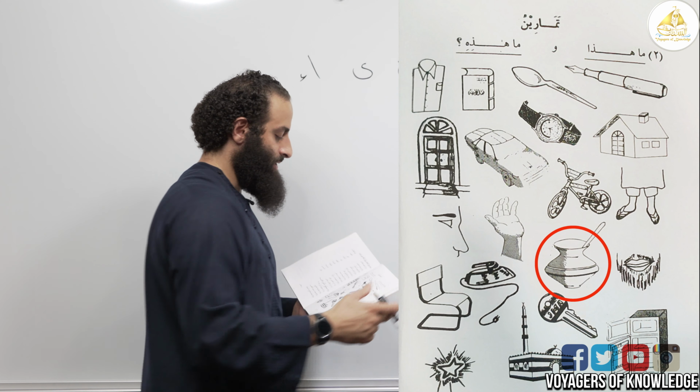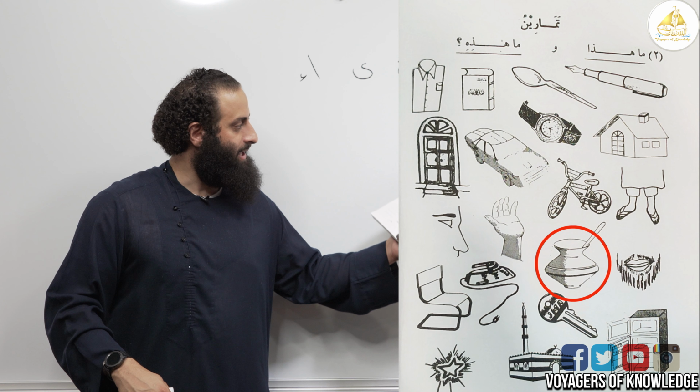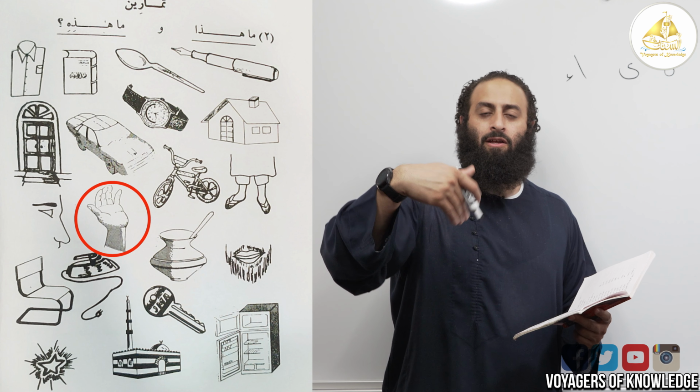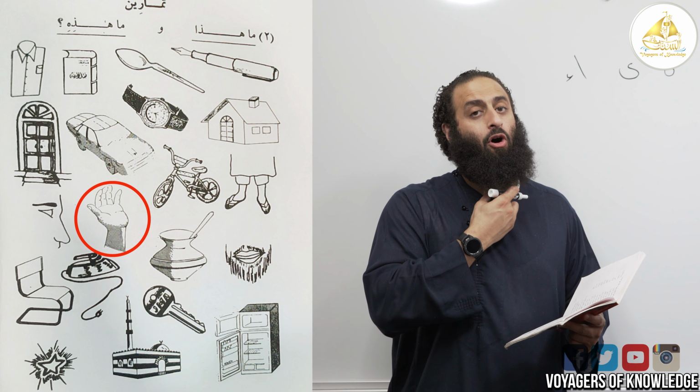This word is feminine. So we say, ما هذه. What is this? فأنتم تقولون, you all should say, هذه قدر. Hand, ذكر أو أنثى. ذكر or أنثى, male or female. أنثى is feminine because you have two of them. So you say ما هذه, هذه يد.